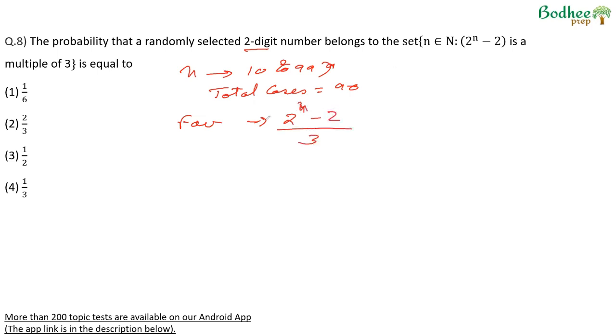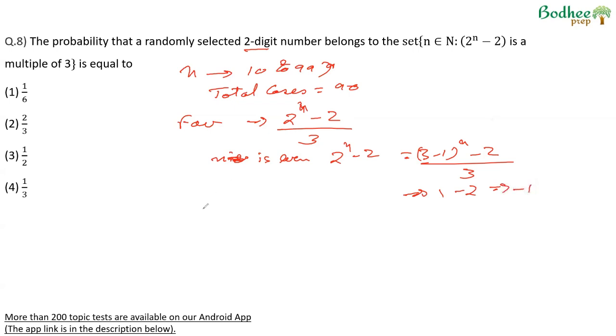Now suppose n is even. If n is even, 2 raised to power n minus 2 can be written as 3 minus 1 raised to power n minus 2, divided by 3. If n is even, the remainder from here will be 1. Here minus 2, overall remainder will be minus 1, so not divisible.